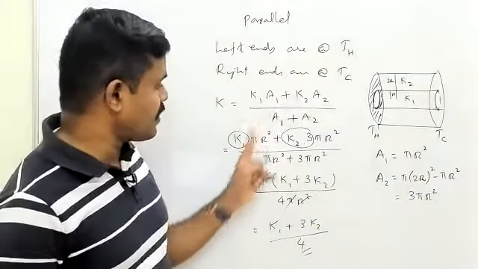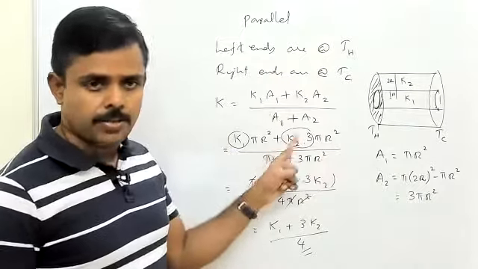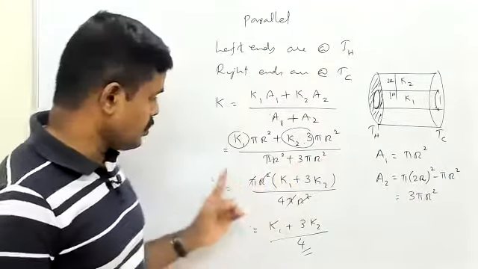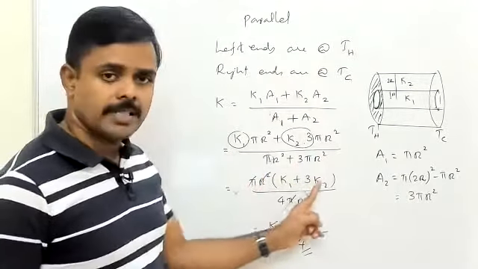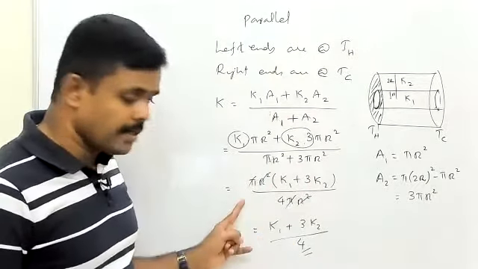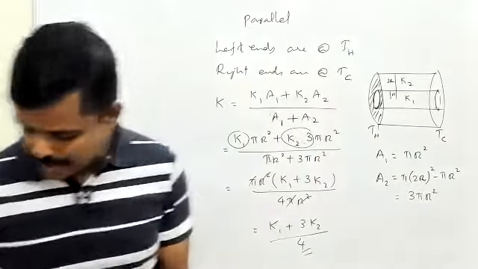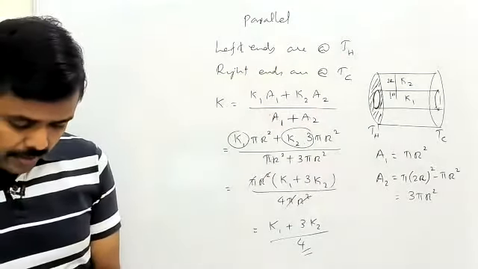Put them here: K1 into pi r square plus K2 into 3 pi r square, divided by A1 plus A2, pi r square plus 3 pi r square. If I take pi r square common, I'll have K1 plus 3K2 on the numerator. Pi r square plus 3 pi r square is 4 pi r square. Pi r square gets cancelled out on numerator and denominator. That leaves you with K1 plus 3K2 by 4. Options are not given.